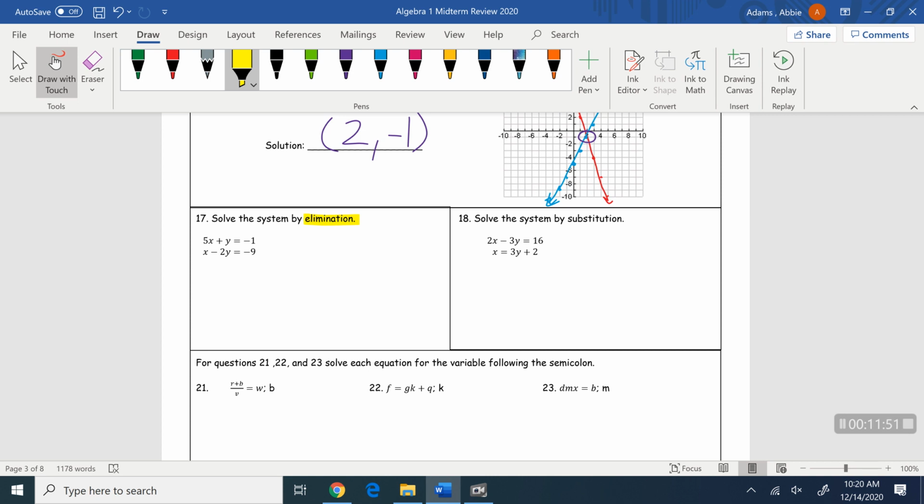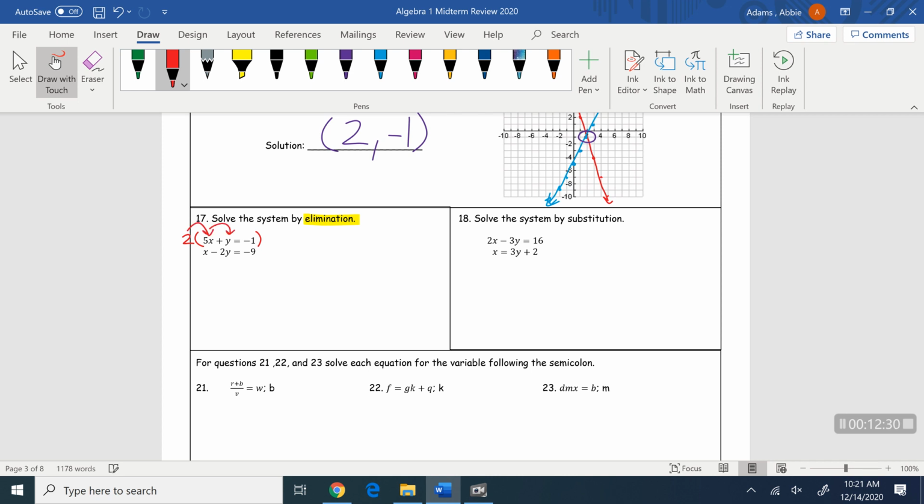If I'm looking at the equations, I have 5x plus y equals negative 1 and x minus 2y equals negative 9. Well, we don't have any common coefficients on our terms, and we don't have opposite coefficients either. So we're going to need to multiply one of our equations so that we have opposite coefficients so that one of our variables can be eliminated, or we can take away one of our variables. So let's see here. On the second one, I have x minus 2y equals negative 9. Because the y is already negative, we can actually multiply that first equation by 2.